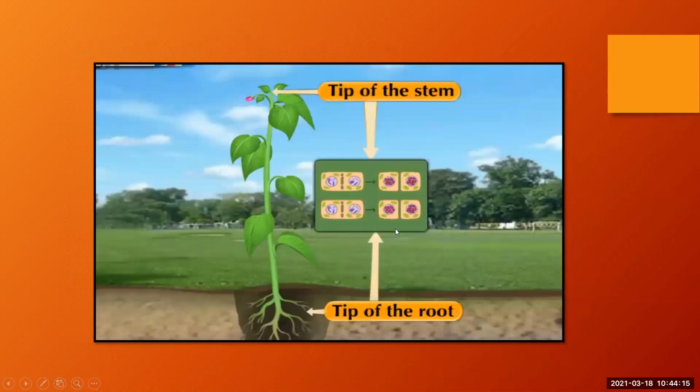Such structures are present. Here we can see the tip of the stem and tip of the root. These will grow continuously. Now why are they growing continuously? To attain limited height, because the meristematic cells are present at the tip of the stem and the tip of the roots, which will continuously divide and redivide to make the growth in the plants.